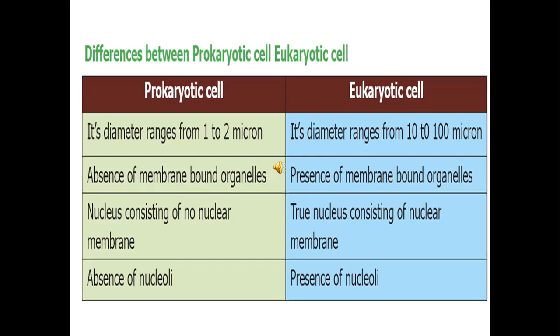Prokaryotic cell, nucleus consisting of no nuclear membrane. But eukaryotic cell, true nucleus consisting of nuclear membrane. And last point, prokaryotic cell, absence of nucleoli, and eukaryotic cell, presence of nucleoli. So these are the differences between prokaryotic cell and eukaryotic cell.